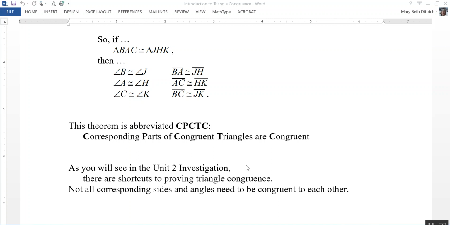If we know that the two triangles are congruent, all of their corresponding parts, that is, sides and angles, are congruent. If we know that all of their parts are congruent, all their sides and angles are congruent, then we know the two triangles are congruent. As you will see in the Unit 2 investigation, there are shortcuts to proving triangle congruence. We don't need to show every time that all three corresponding angles are congruent and all three corresponding sides are congruent.